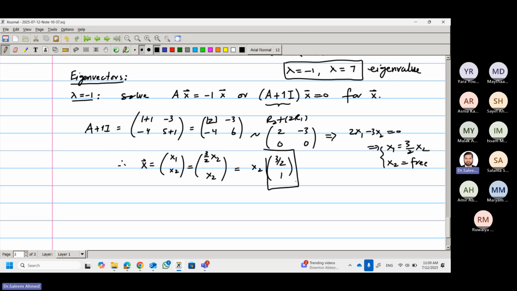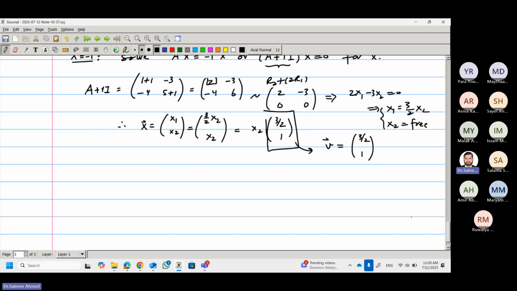This is my eigenvector. So my eigenvector, usually we write them as V. So 3 by 2, 1. We are only interested in the direction of the vector. We are not interested in the length. We can take a smaller length or a bigger length, no problem.